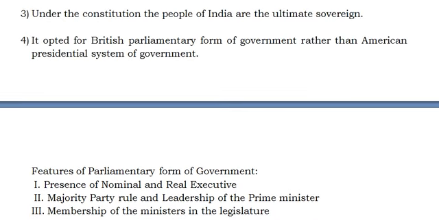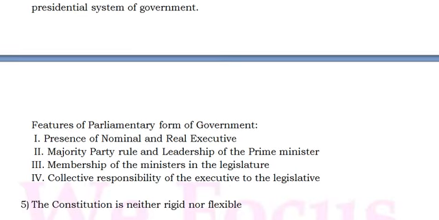So friends, these are some of the features. There are some other features also, and we'll discuss those in the next class.